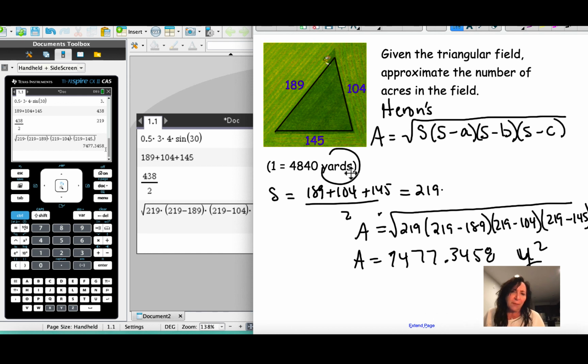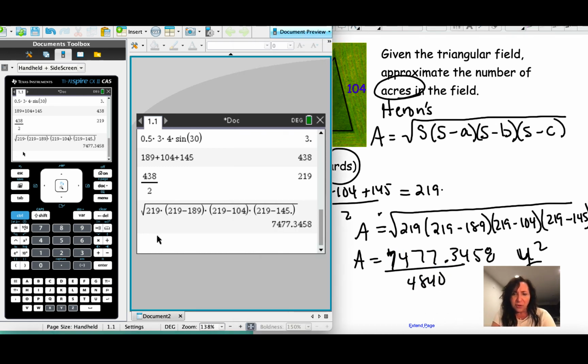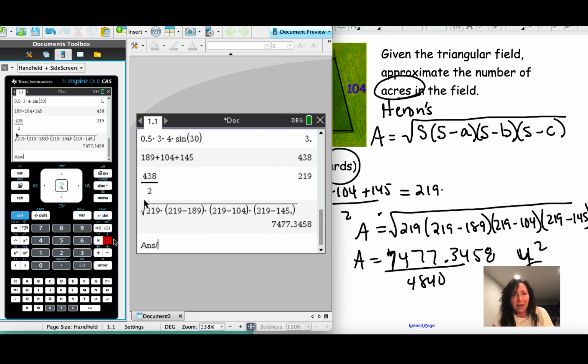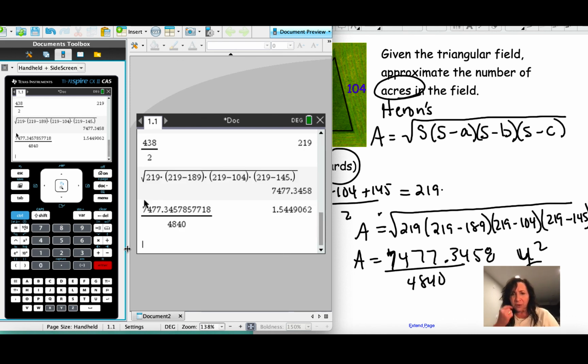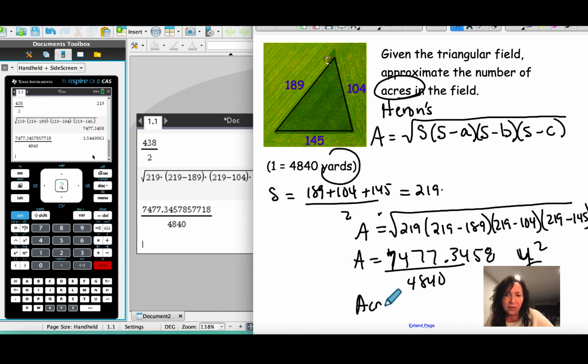So here's the thing. What do we want to know? Approximate the number of acres. Well, this is the area, right? And so all we have to do is take this and divide by our 4,840. If I just hit the divide button, the answer will automatically pull up. See? So answer divided by 4840, enter, and I get 1.5 acres. So the plot of land is about 1.5 acres. Cool. All right, next problem.